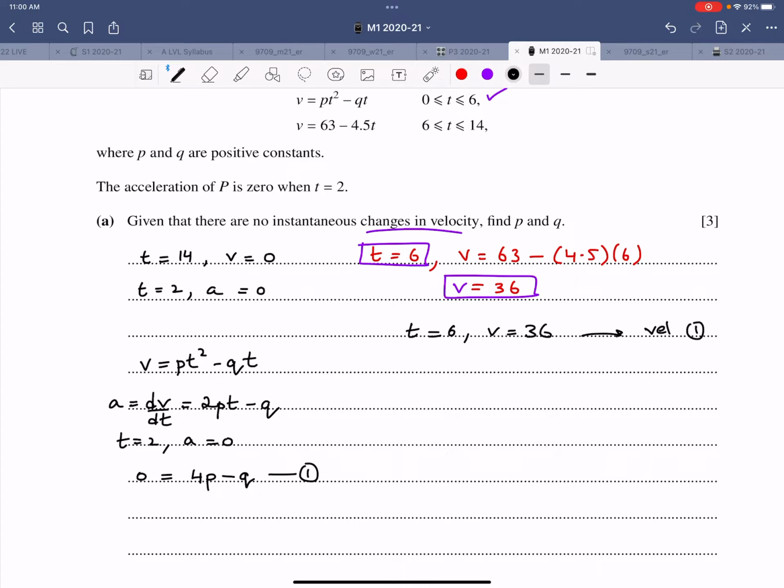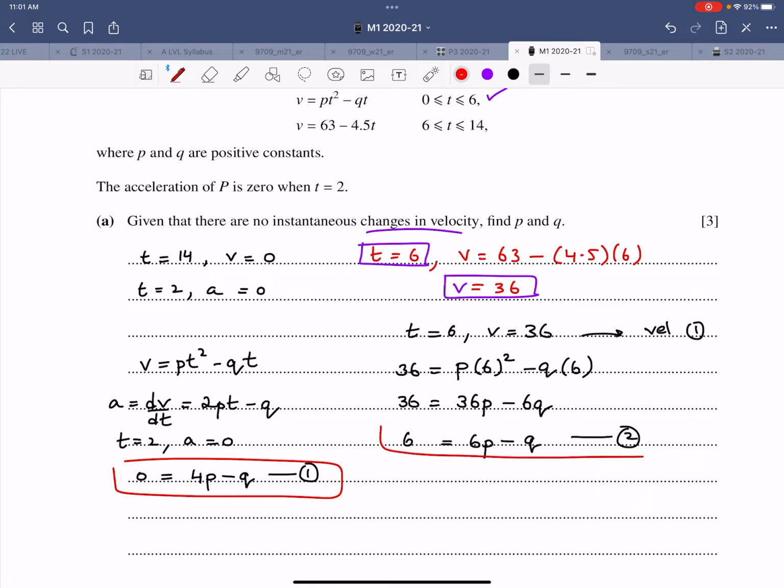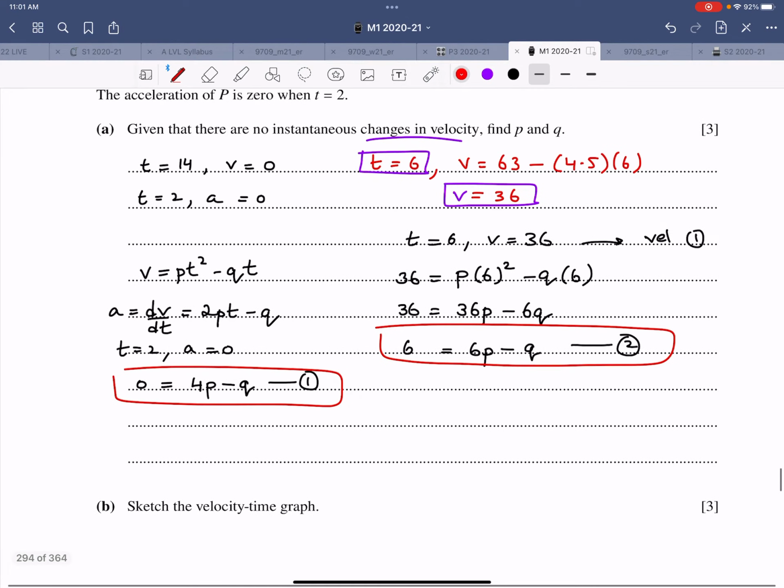So therefore, 36 is p into 6 square minus q into 6. Therefore, 36 is equal to 36p minus 6q. Divide by 6. 6 is equal to 6p minus q. That is equation number 2. This is equation number 1, this is equation number 2. We solve simultaneously.